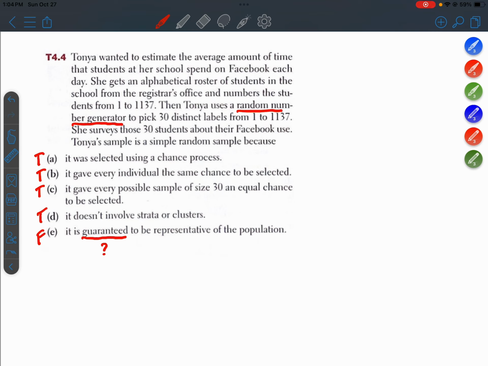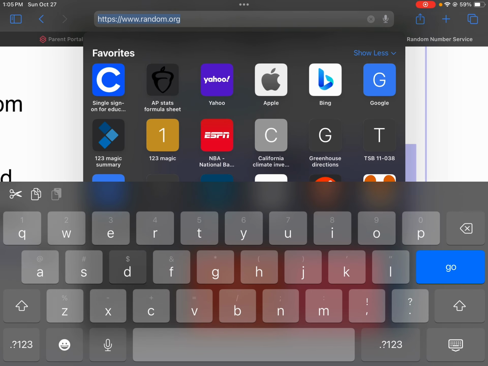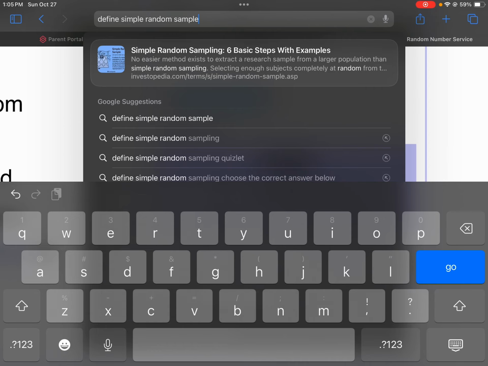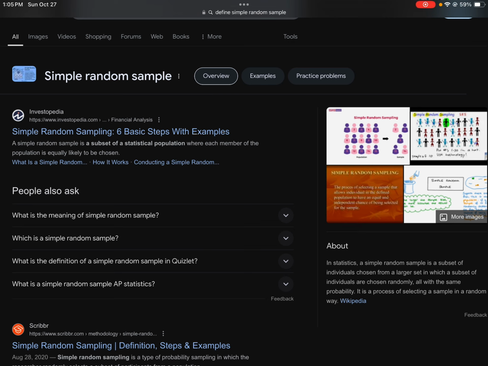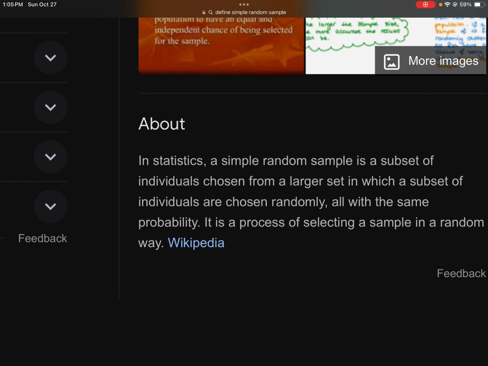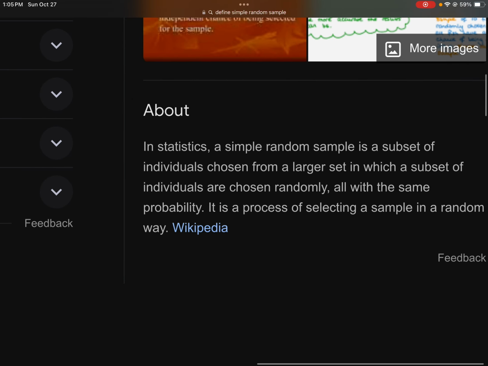Okay, so we're looking for the answer choice that describes why this is a simple random sample. And we got 4 really good ones, right? We got 4 true statements. All right, so here, why don't we probably just Google the definition of a simple random sample? All right, well, let's see where we're going to get a good definition. Let's look at this. In statistics, a simple random sample is a subset, right, or a group of individuals chosen from a larger set in which a subset of individuals are chosen randomly, all with the same probability. It is a process of selecting a sample in a random way.